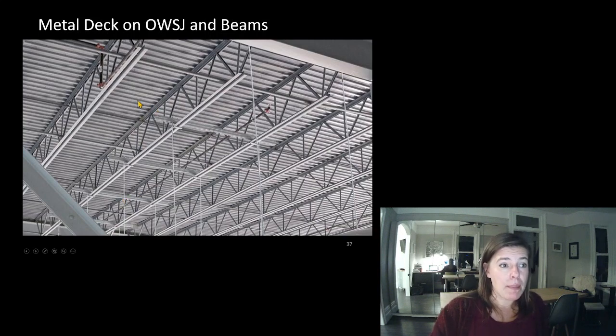This is a metal deck spanning from open web steel joist to open web steel joist. And it's hard to see, but there's a beam back here supporting these open web steel joists. So these open web steel joists are about 2 meters on center, and their depth is dependent on how long they are.